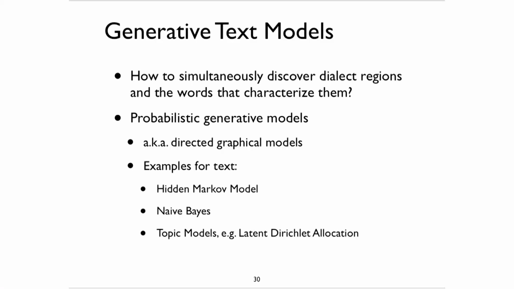Now, in the first part of the project, we're going to use a generative model of text, a latent variable model, in which we're interested in discovering dialect regions in the United States and the words that characterize them. And the general approach we're going to use is probabilistic generative models. If you've ever seen things like hidden Markov models, naive Bayes, or topic models, it's basically that class of approaches.